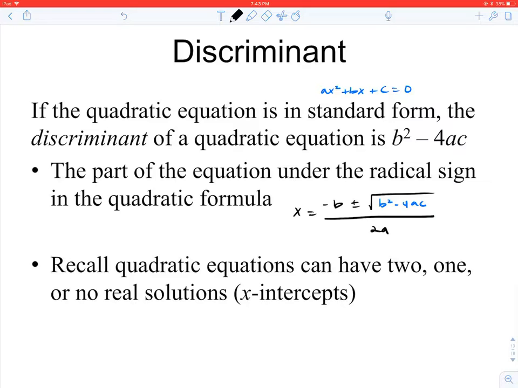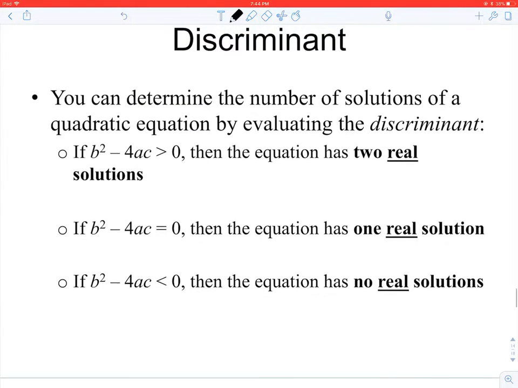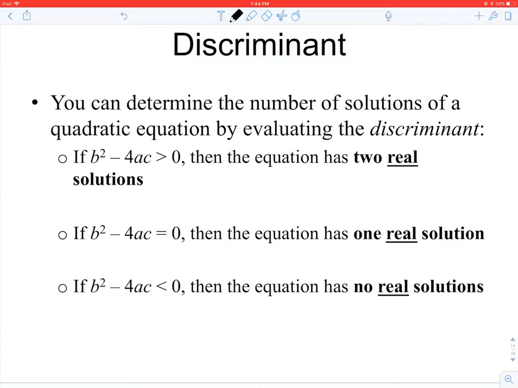And we've experienced so far that quadratic equations can have no real solutions, one real solution, or two real solutions, okay? And when we start graphing quadratics, you will see that these real solutions end up corresponding to x-intercepts. But for now, we're just solving quadratic equations. It's kind of like we solved linear equations before we ever graphed lines. So you can determine the number of solutions of a quadratic equation by evaluating the discriminant.